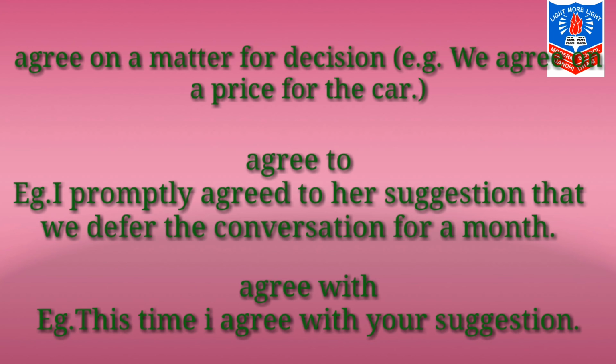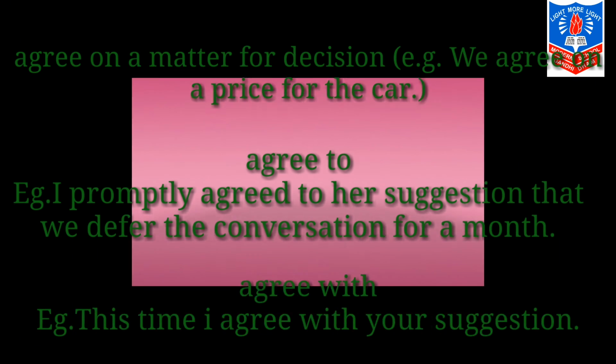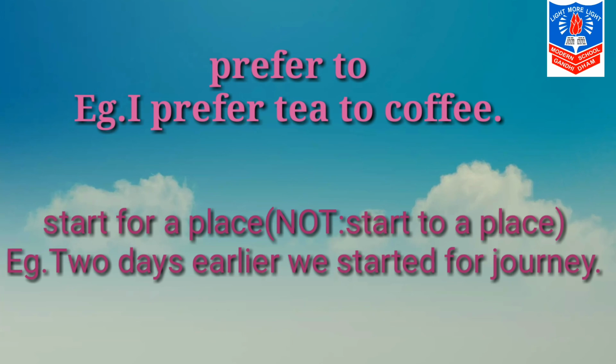The next sentence is agree to or agree with a suggestion. So the first one is agree to. So the example is, I promptly agree to her suggestion that we defer the conversation for a month. The next sentence is agree with. So the example for this is, this time I agree with your suggestion. Next sentence is prefer tea to coffee. So the example for this is, I prefer tea to coffee.